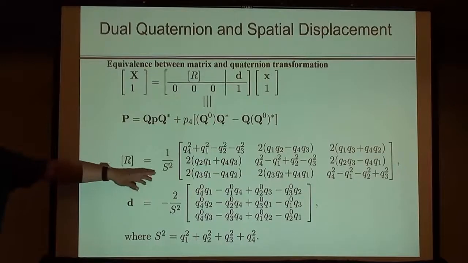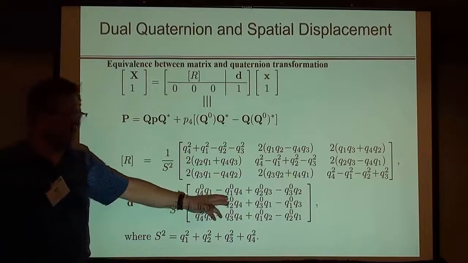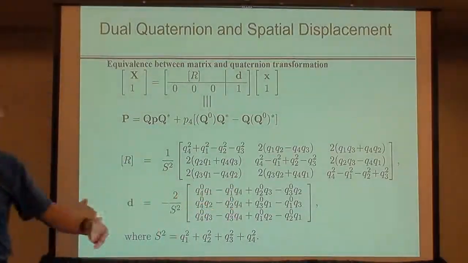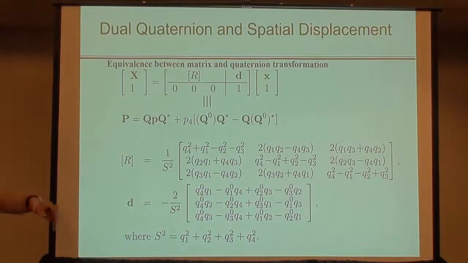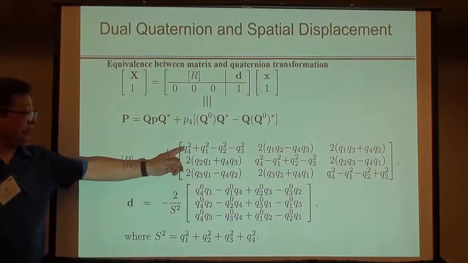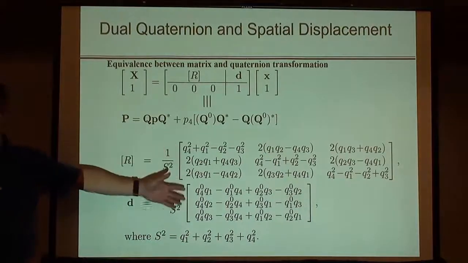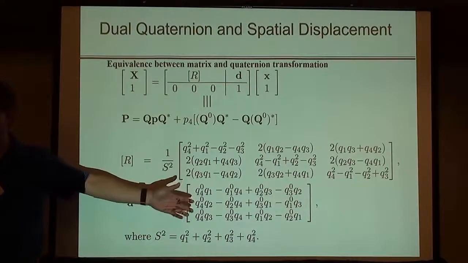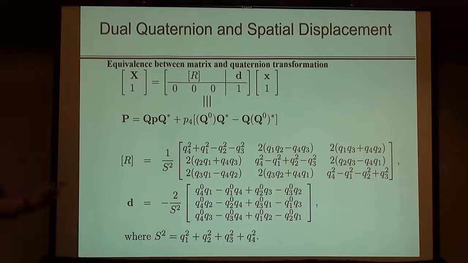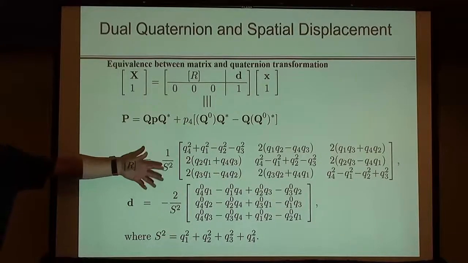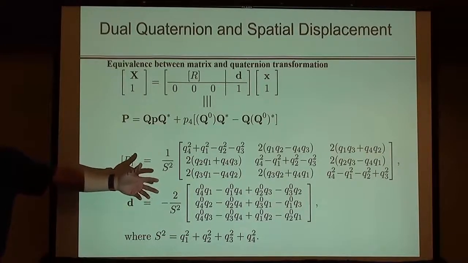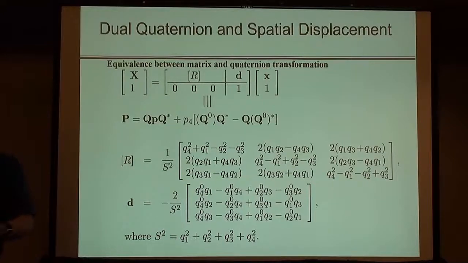And the other one is all of them are quadratic. If Q is a linear function of time, all the Q's, then this will be a quadratic function, right? The degree is always twice. And this gives you a very nice formulation for motion interpolation, freeform motion interpolation.